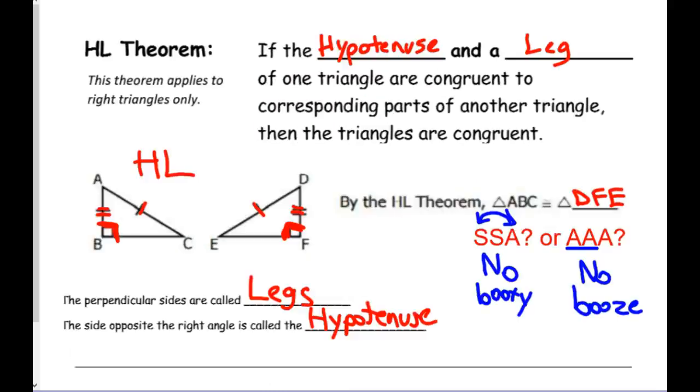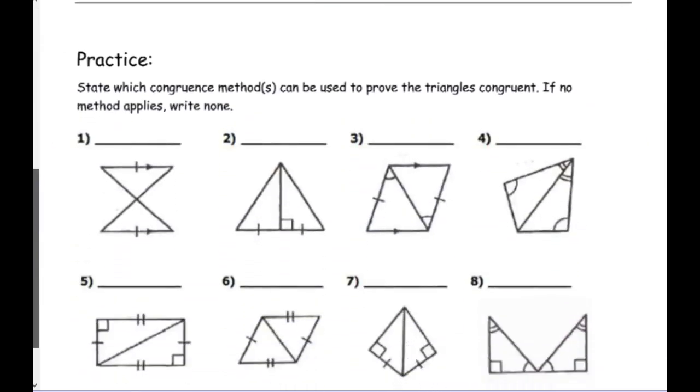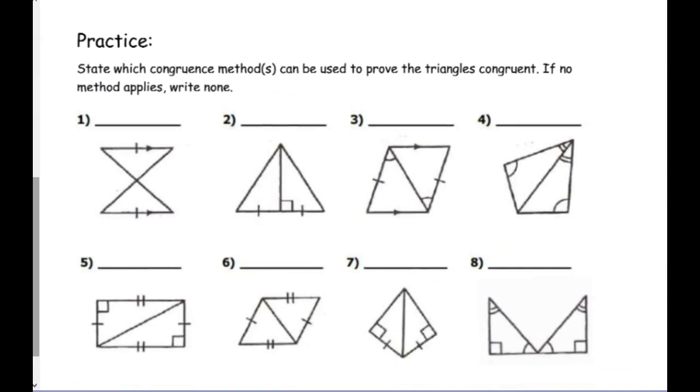Now, those are the notes. I'm going to let you work on the practice part, okay? Please remember, if they make an X, you need to label the angles. If they touch, you need to label the tick marks, okay? So I want you to try these 8, see if you can tell me which one is it. SSS, SAS, ASA, AAS, HL.